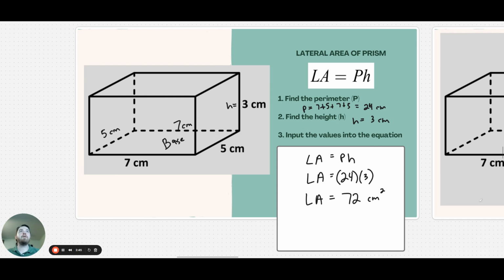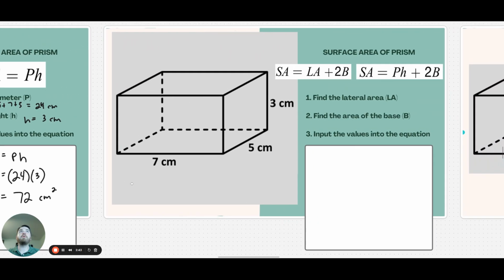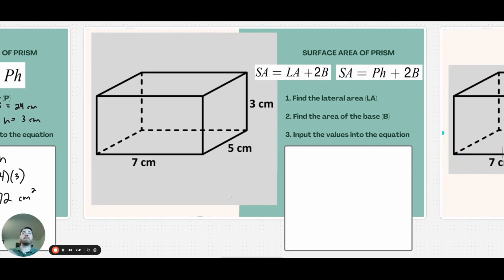Now, surface area is going to be very similar, but now all we have to do is add the area of those two bases in there. We just said that the lateral area is going to be 72 centimeters squared. So we've got that done. The area of the base: well, to find the area of the base, it's just going to be length times width. This would really be my length, and this right here would be my width. So my length is 7, my width is 5. I would just say 7 times 5, which comes out to be 35 square centimeters. So that's the area of my base.